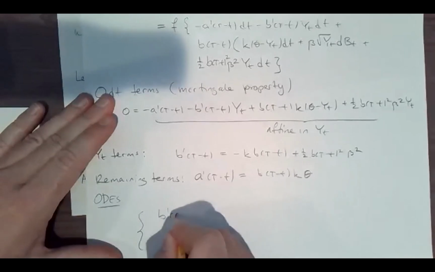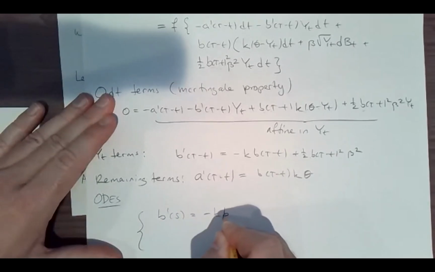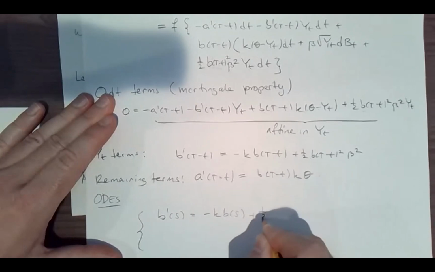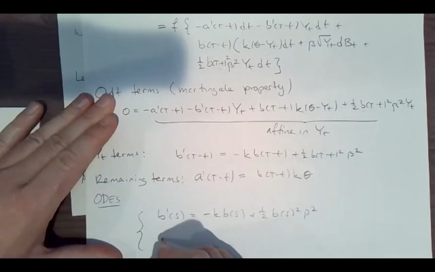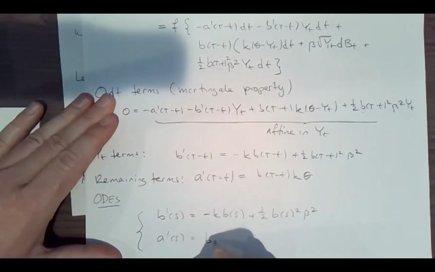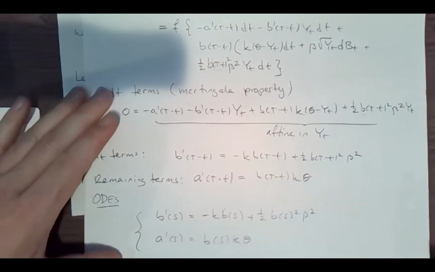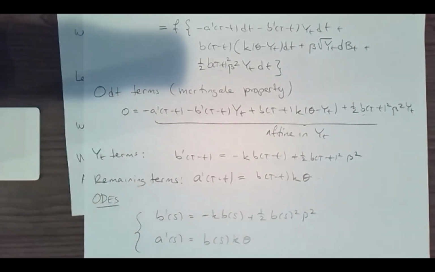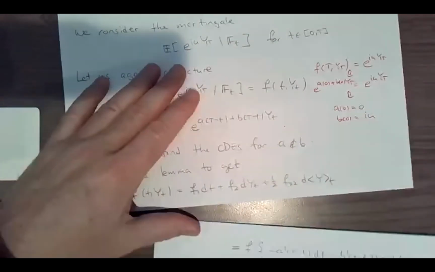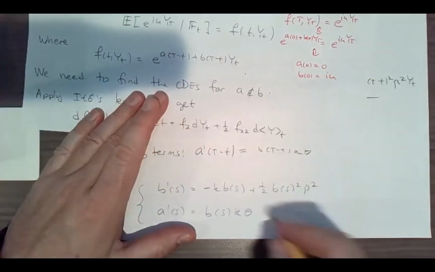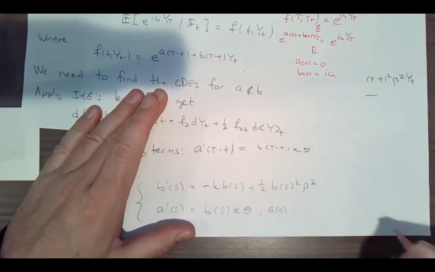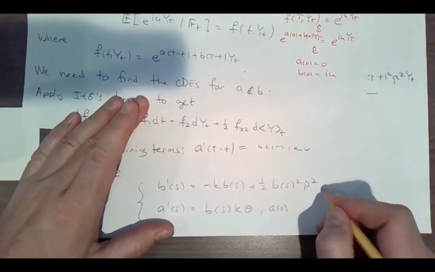We get b prime of s is minus kappa b of s plus 1/2 b of s squared beta squared. And a prime of s is b of s kappa theta. And then we also need to add in the terminal conditions. Those we already worked out, so let me just copy and paste them. We did not change from last time. From last time, a started out at 0, so we'll put that in there. And b started out at iu.